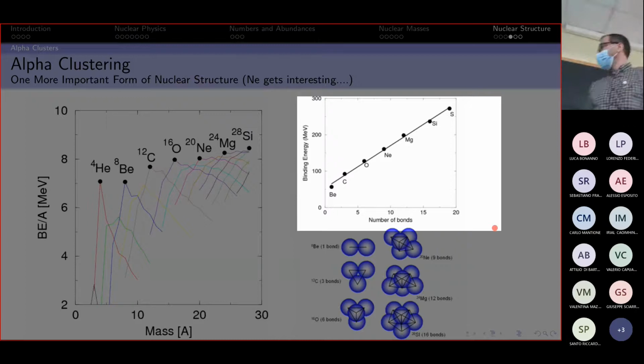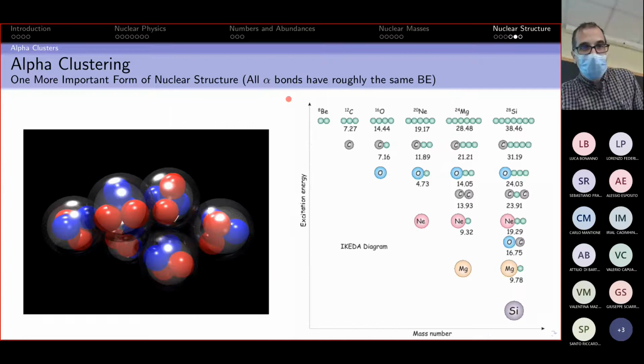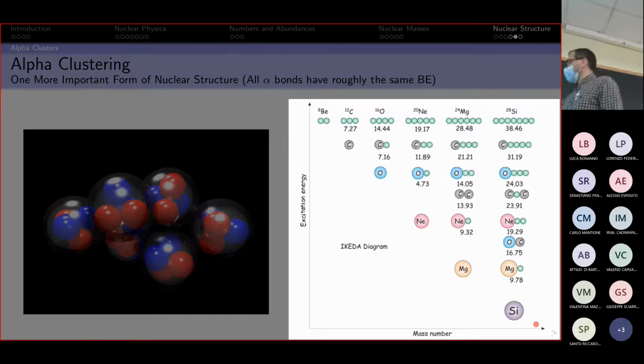Okay? And so the great scientist Ikeda came up with what we call an Ikeda diagram. That's on the right-hand side here. And he just said, let's say I have some nucleus, carbon, and I want to break it up into three alpha particles. I have to add 7.27 MeV to that nucleus. Like somehow I have to excite the thing. Put it in a box and shake it up. Okay? If I have oxygen and I want to take an alpha particle off it, I get 7.16. Pretty close. And then if I want to take off two more alpha particles, well, this minus this is 7.27.